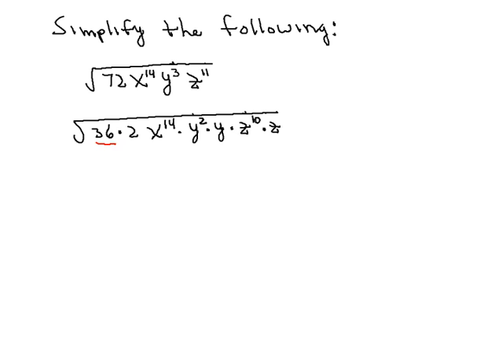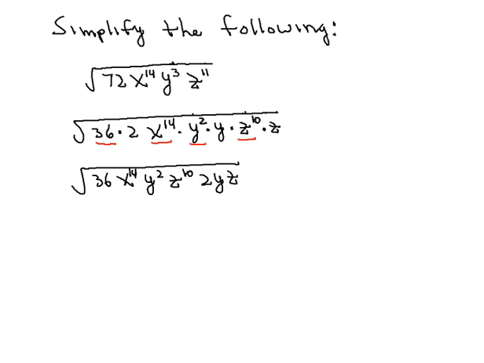So now what I'm going to do next is underline those factors that are perfect squares, which would be the 36, the x to the 14th, y squared, and z to the 10th. And what I'm going to do next is to rewrite those factors inside with all of the perfect squares at the front. So then we will have 36, x to the 14th, y squared, and then z to the 10th. And what we have left would be 2yz.